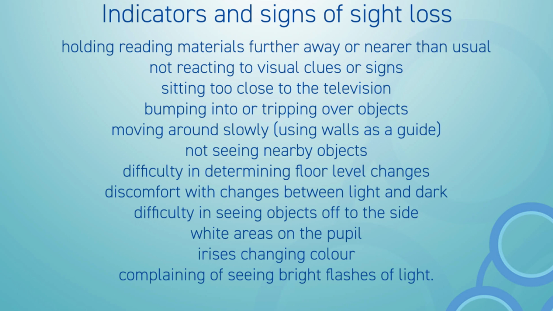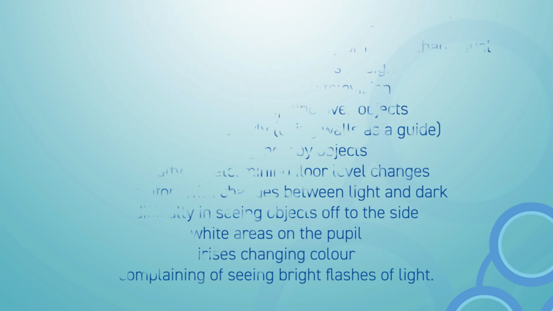difficulty in determining floor level changes, discomfort with changes between light and dark, difficulty in seeing objects off to the side, white areas on the pupils, changes in pupil colour, and complaining of seeing bright flashes of light.